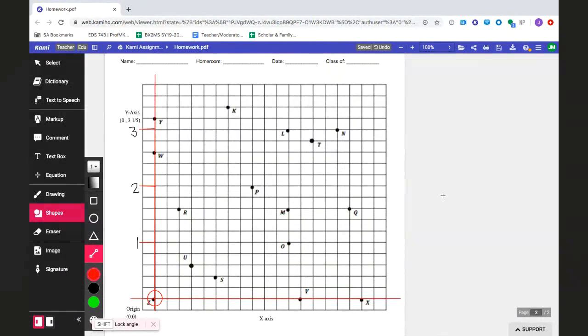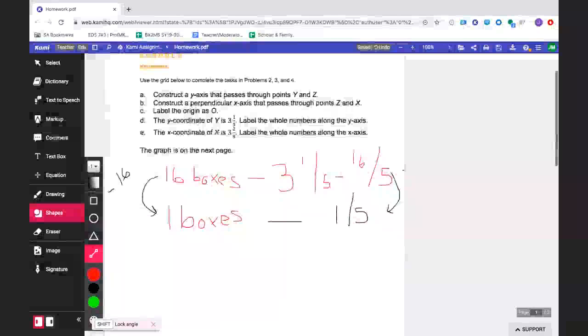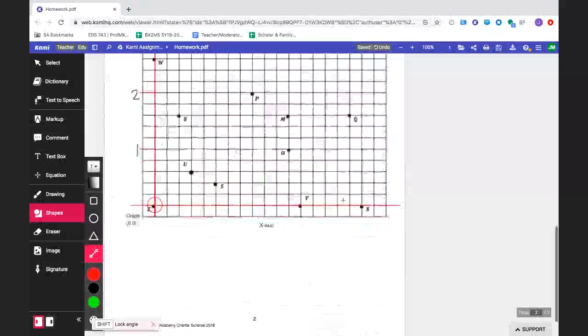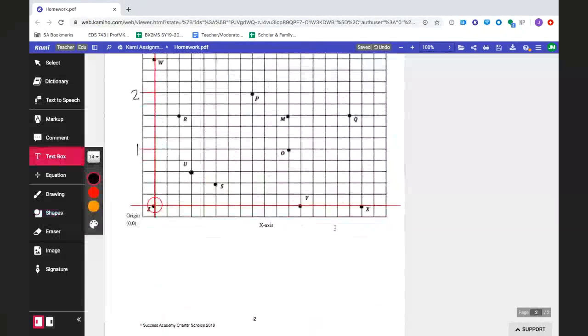So now let's do our x-axis. They tell us for the x-axis the coordinate for x is 3 2/5. Label the whole numbers along the x-axis. So for x, they're telling us the ordered pair is going to be 3 2/5, comma 0, because the y-coordinate is 0. And you can see that if you draw your straight line towards the y-axis, it is going to hit the y-coordinate of 0. So the beauty of this is we already know our interval is 1/5. We do not need to calculate that again.